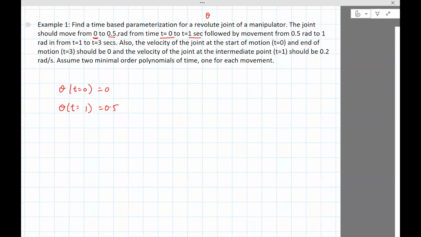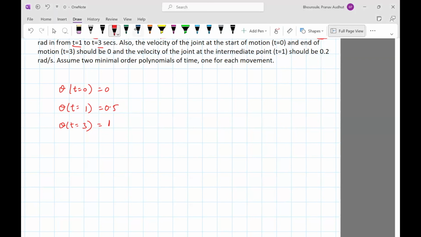Followed by movement from 0.5 to 1, from 1 to 3, which means that when time equals 3, theta should be equal to 1 radian. Okay, so that's not it. Here we have more conditions.